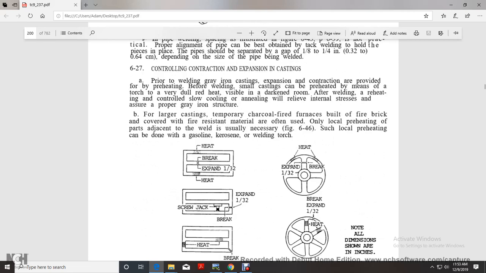Controlling contraction and expansion of castings. Prior to welding, gray iron casting expansion and contraction is provided for by preheating before welding. A small casting may be preheated with the torch, to a very dull red heat, visible in a darkened room.